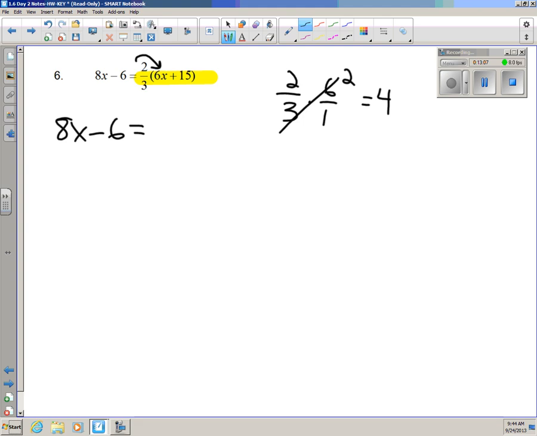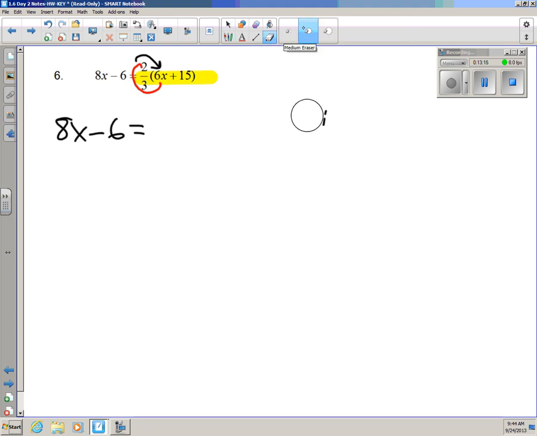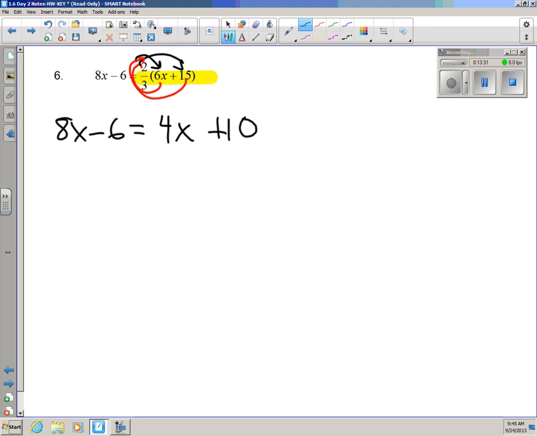I can think about doing math. I can say 6 divided by 3 is 2. 2 times 2 is 4, and there's an x. It doesn't matter what you do. So I know that 2/3 of 6 becomes 4x. When I do it again, if I want to do math, 15 divided by 3 is 5. 5 times 2 happens to be 10. So somehow I'm losing that fraction. So we get 8x minus 6 equals 4x plus 10.